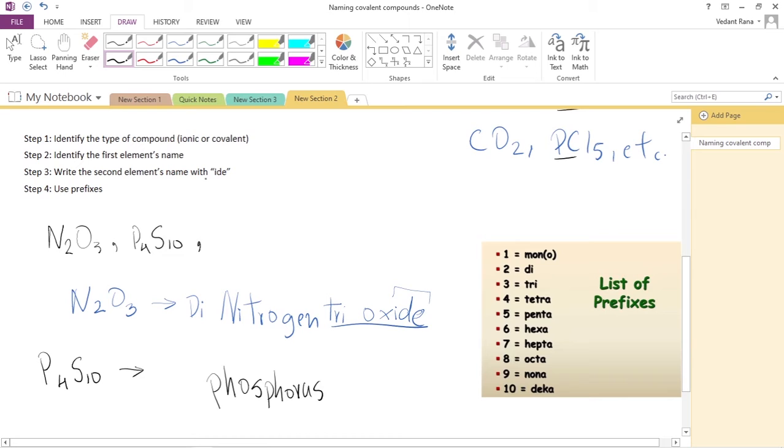The second element's name with IDE. Now S stands for sulfur. Sulfur's IDE name would be sulfide. Then we have to use prefixes. So we have 4 phosphorus atoms, and we use the prefix tetra for 4. So we add tetra.